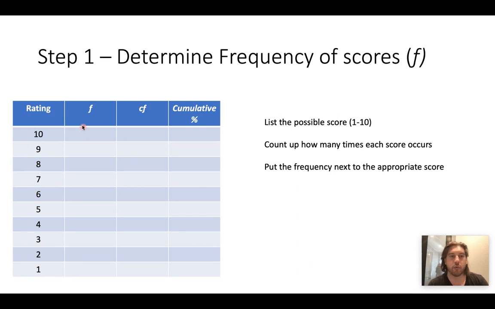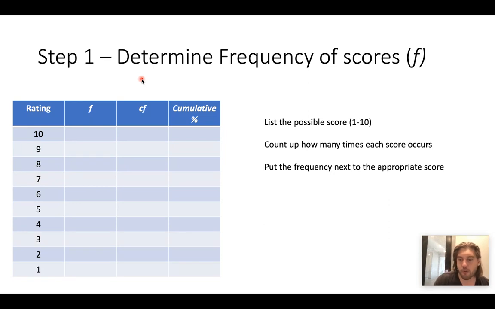Our next column will be our frequency column, where we simply count up how many times each score occurs in the data set. Next will be our cumulative frequency column, and then our cumulative percent column. So we're going to go through step by step, checking our answers on each of these columns. If at any point you feel like you need more time to check your answers, just press pause, and you can take as long as you need, and then hit play to continue.